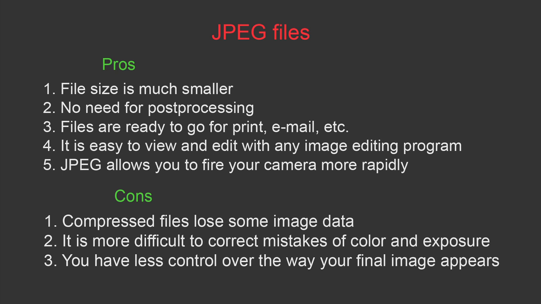The cons of JPEGs are that JPEG is a compressed file, which means it loses some image data. It's also much more difficult to correct mistakes of color and exposure with JPEGs, which is much easier with RAW, because JPEGs have less information in them since they were compressed. That's why you will have less control over the way your final image appears, because your camera is processing the image. Of course you can adjust JPEGs too, but not to the extent that you can adjust RAWs.